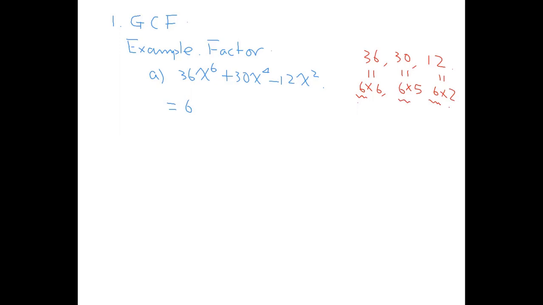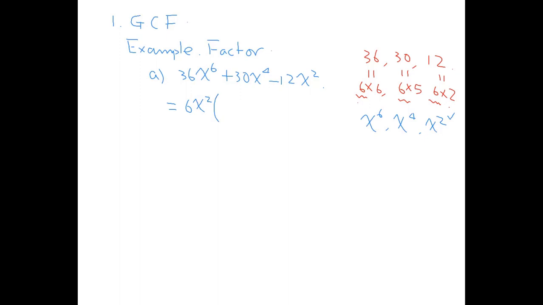That's the numerical part. Then for the variable part, you have x to the 6, x to the 4th, and x squared. All of them have the same base x, and you pick the smallest power, that is x squared. So we factor this x squared out. So factor that out, that means here, what's left?